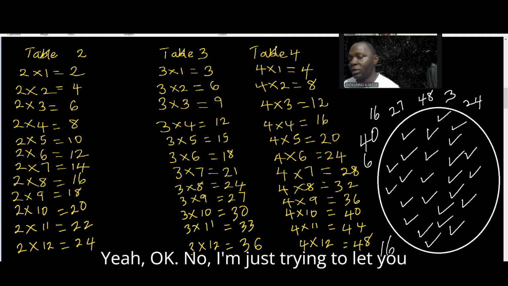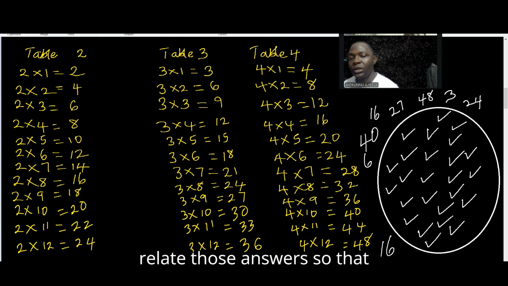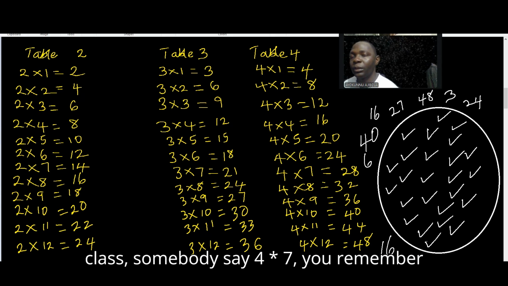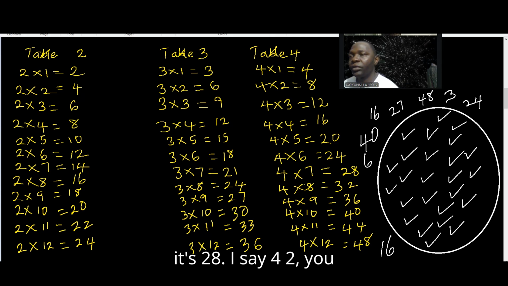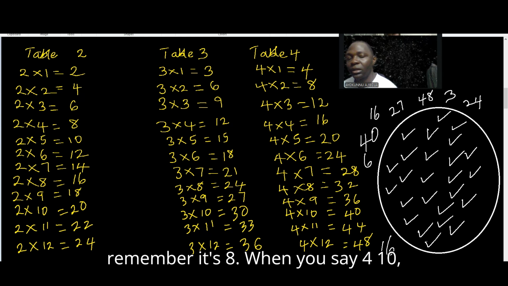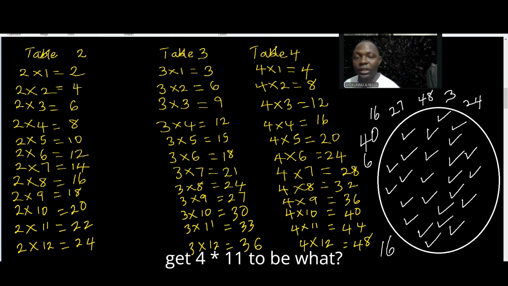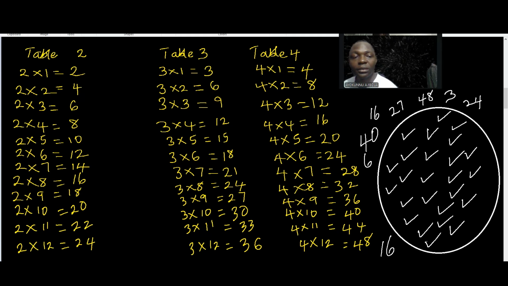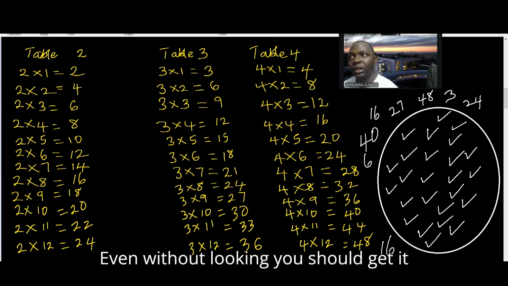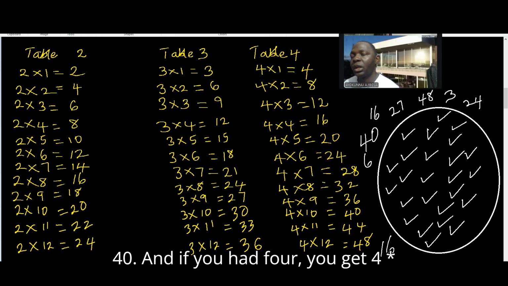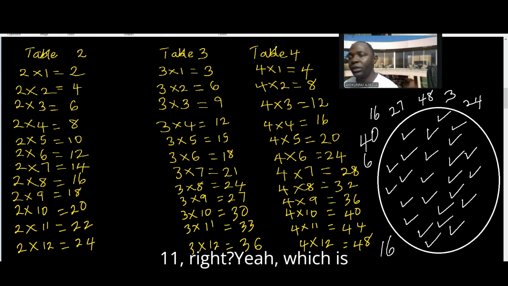I'm just trying to let you relate those answers so that whenever you hear it, even after the class, somebody says 4 times 7, you remember it's 28. Say 4 times 2, you remember it's 8. When you say 4 times 10, you remember it's 40. And you can easily guess 4 times 11 to be what? 4 times 11 is 44. Even without looking, you should get it because 4 times 10 is 40, and if you add 4, you get 4 times 11, which is 44.